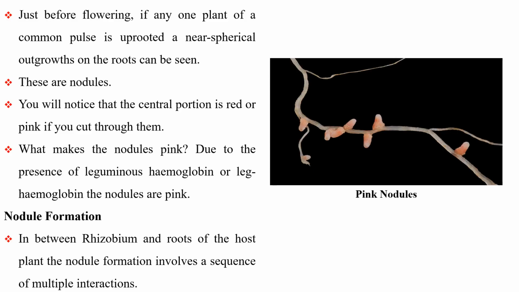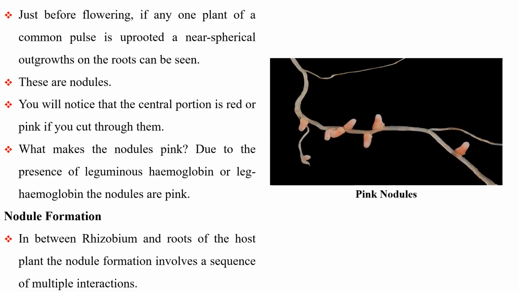Just before flowering, if any one plant of a common pulse is uprooted, the near spherical outgrowths on the roots can be seen. These are nodules. You will notice that the central portion is red or pink if you cut through them. What makes the nodules pink? Due to the presence of leguminous hemoglobin, or leghemoglobin, the nodules are pink.